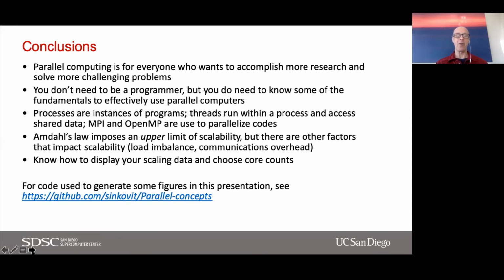And as I mentioned earlier, the code you use to generate some of these figures in this presentation are available on this GitHub repo. I will paste this into the chat. And in fact, when you're creating scaling curves, feel free to use my Jupyter notebook. Just paste your own data in there, and it will take care of everything for you, including the lines showing perfect linear scaling and the right-hand axis with parallel efficiency. And with that, I am happy to take any questions.